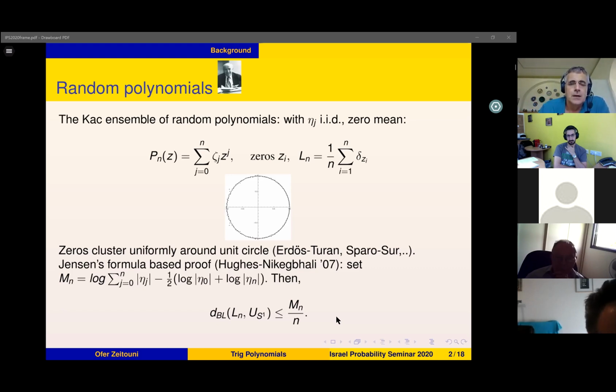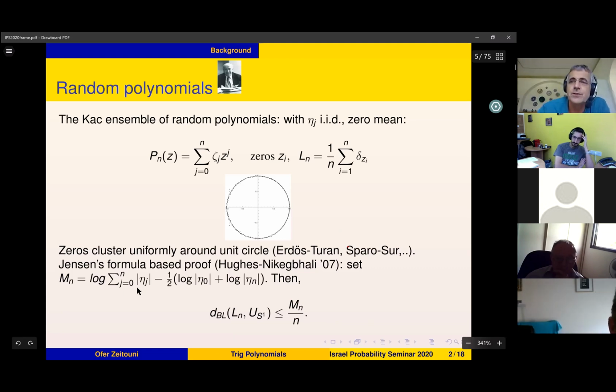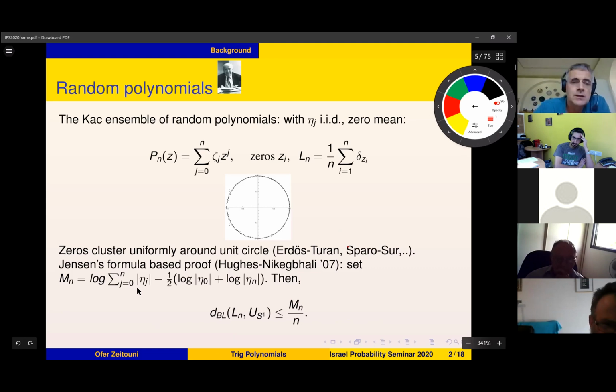Excuse me one moment. The coefficients, are these zeta or eta? Zeta. Oh, I'm sorry, this is a typo. Thank you for pointing this out. So those are zetas.